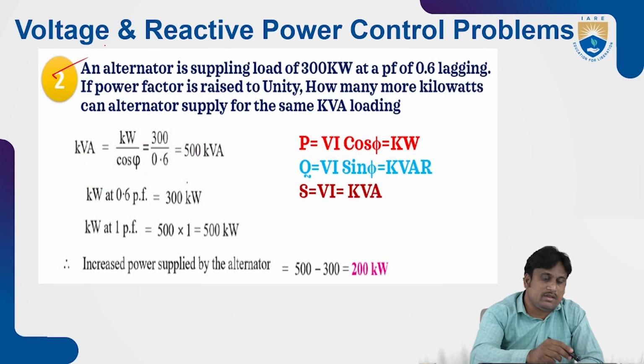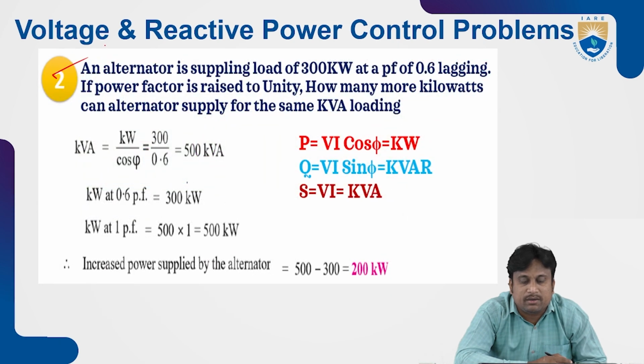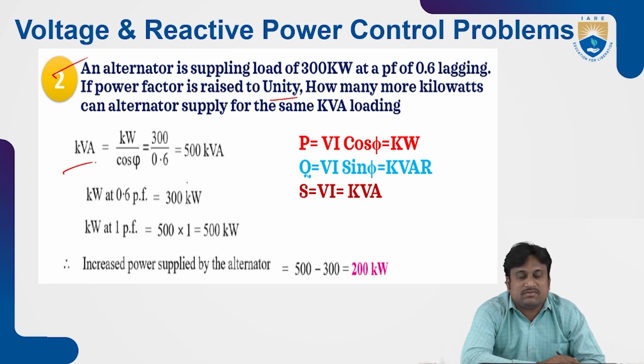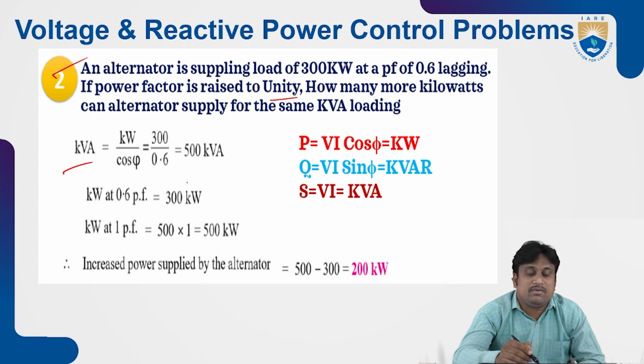Another problem is given here. An alternator is supplying a load of 300 kilowatts at a power factor of 0.6 lagging in nature. If the power factor is raised to unity, how many more kilowatts can the alternator supply for the same kVA load? So kVA equals kilowatt by cos phi, where the kilowatt value is given as 300.